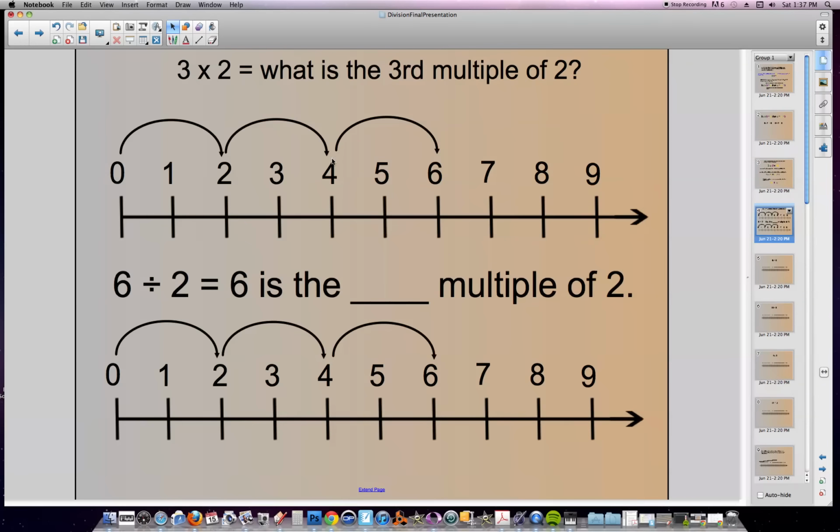We can look at this on a number line. 3 times 2, what's the third multiple of 2? Well, the first multiple is 2. The next multiple is 4. So the third multiple of 2 is 6. 3 times 2 equals 6. So when we say 6 divided by 2, we're saying, what multiple of 2 is 6? Well, it's not the first, the first multiple of 2 is 2. And it's not the second multiple, that's 4. It is the third multiple, which equals 6.